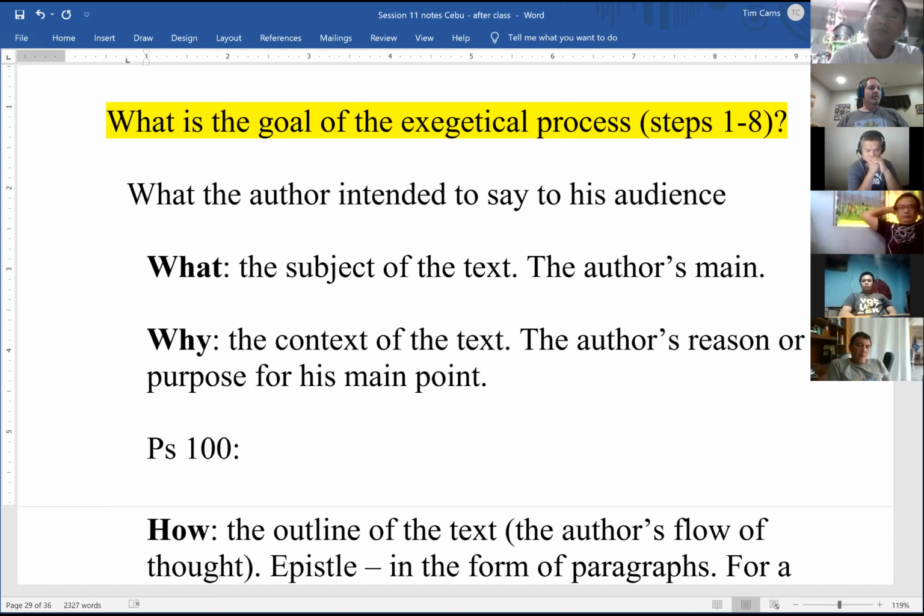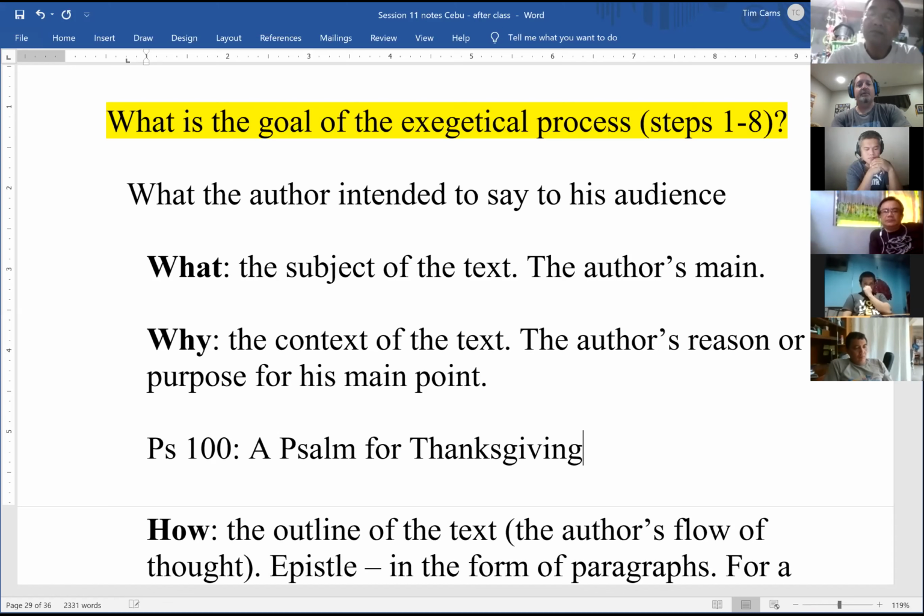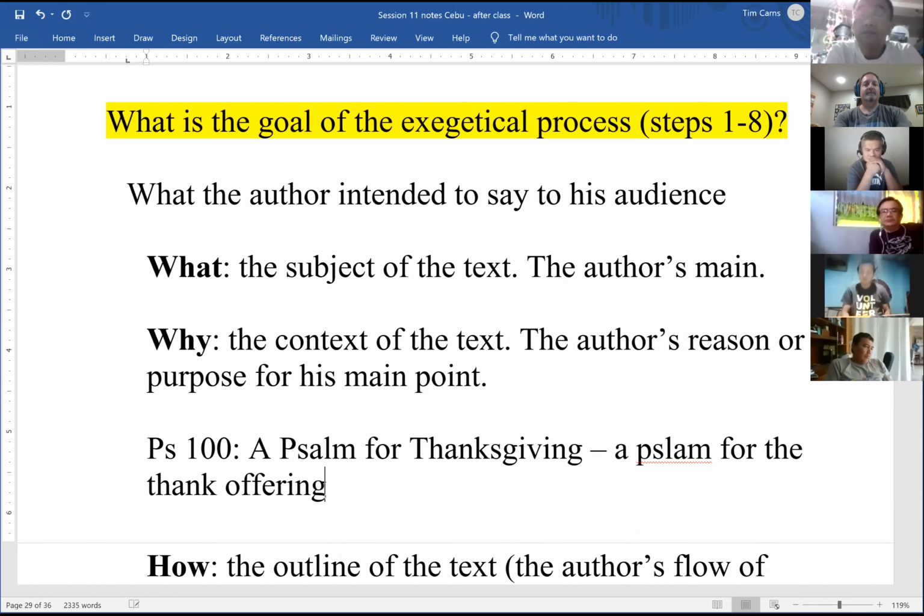But what is the why? Is there a why? Why did the psalmist focus on that point? Well, it's interesting. In the title is this, a psalm for thanksgiving. Now, that's how the New American Standard translated it. It's literally a psalm for the thank offering. What does that tell us? That gives us the why, actually, for the psalm.